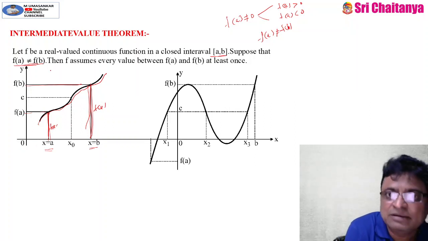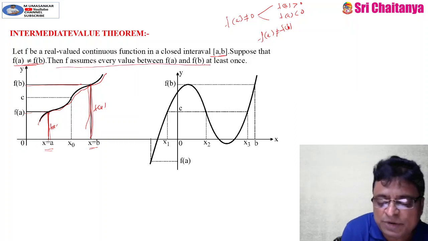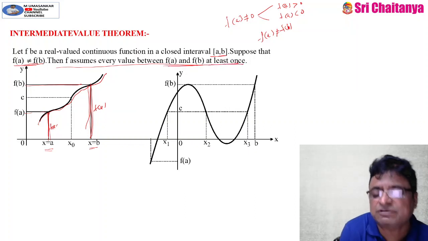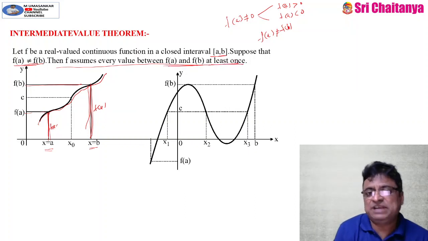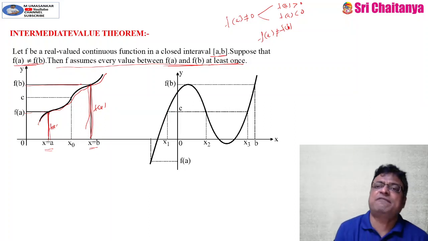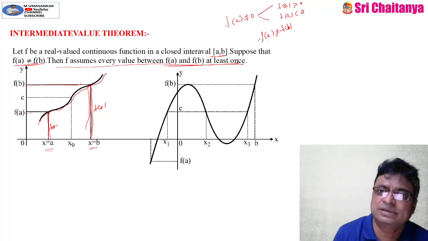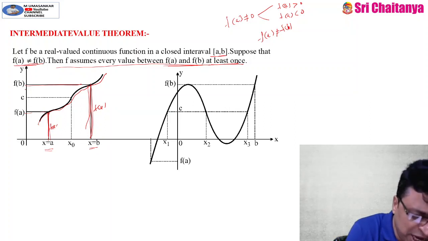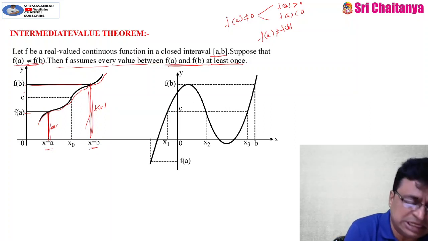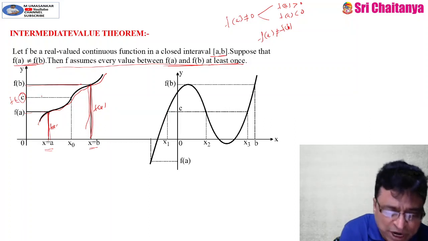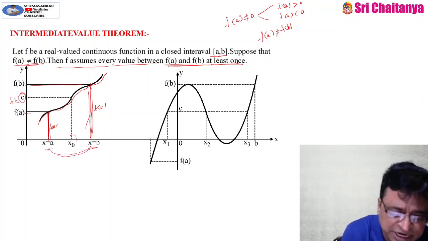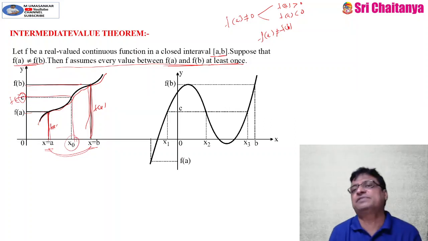Then what will happen? f assumes every value between f of a and f of b at least once. That means you take any value between f of a and f of b, say for example f of c. Then immediately you can say there is a point between a and b such that the functional value of that point is nothing but f of c.